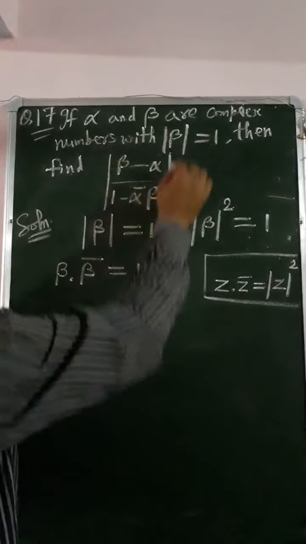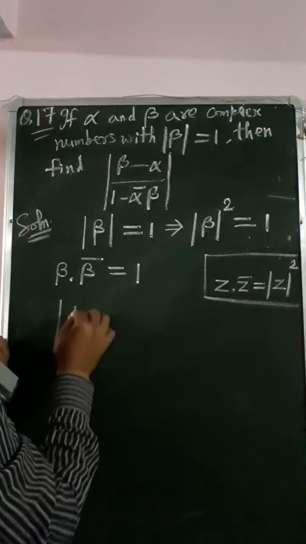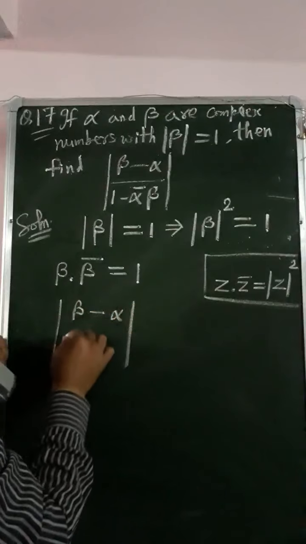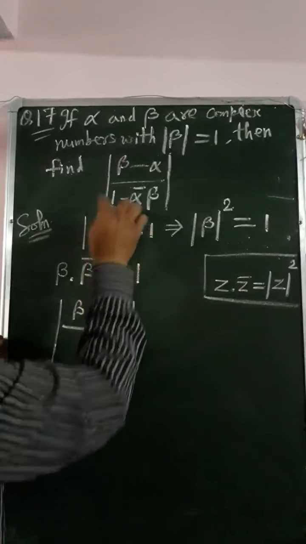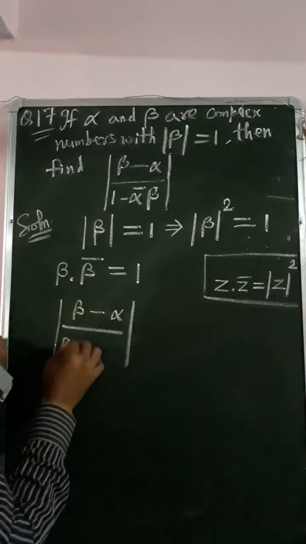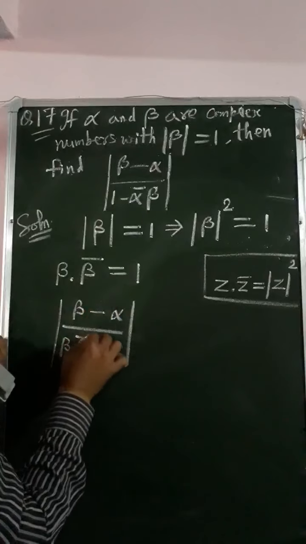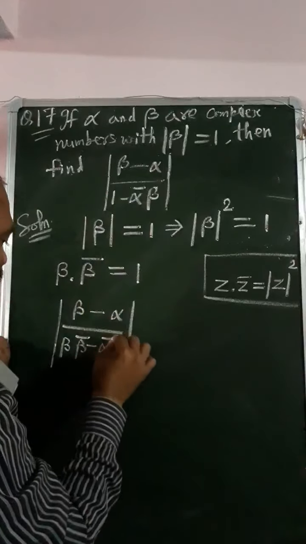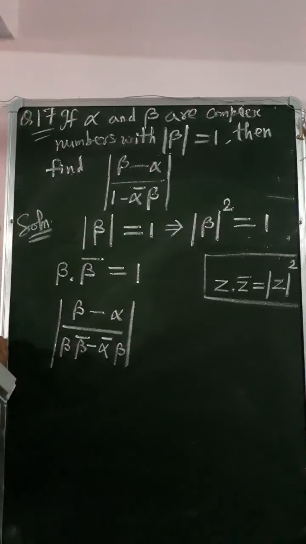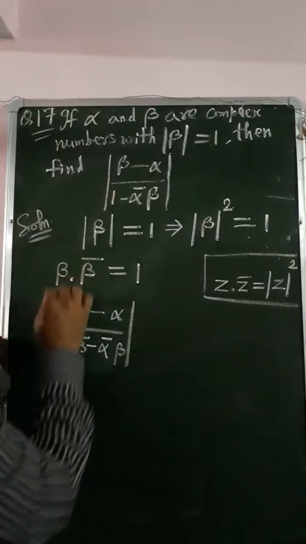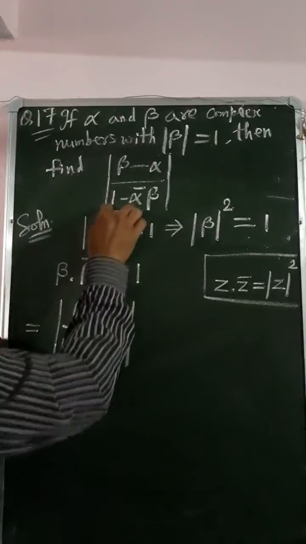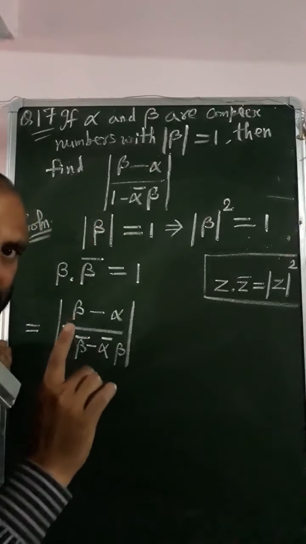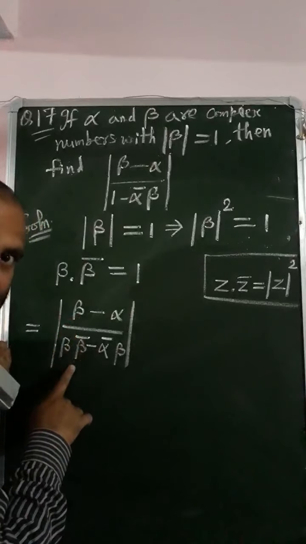In place of 1 we have to put beta into beta bar here, right? So this term becomes beta minus alpha over, what is the value of 1 here? 1 is beta into beta bar, and this is minus alpha bar into beta, right? I am replacing this 1 with beta into beta bar. Is it clear to you?